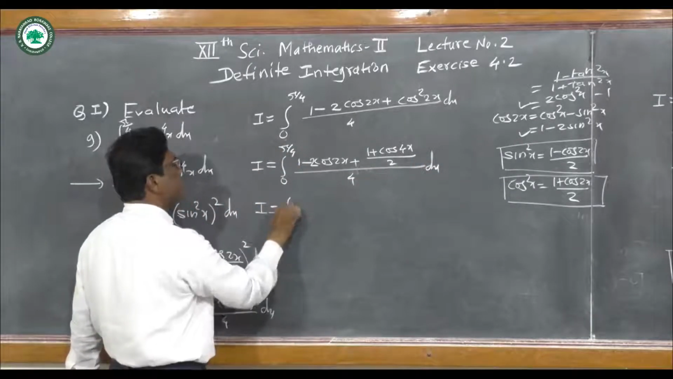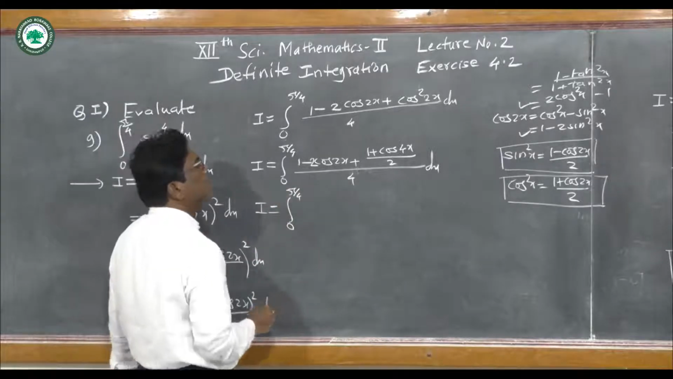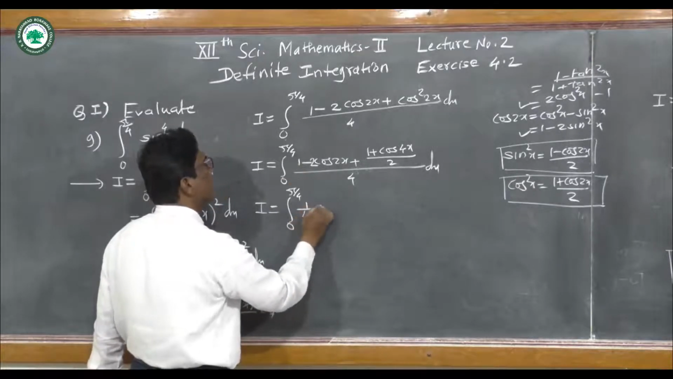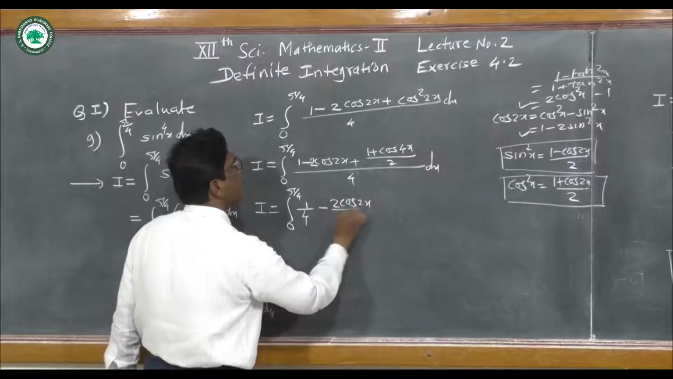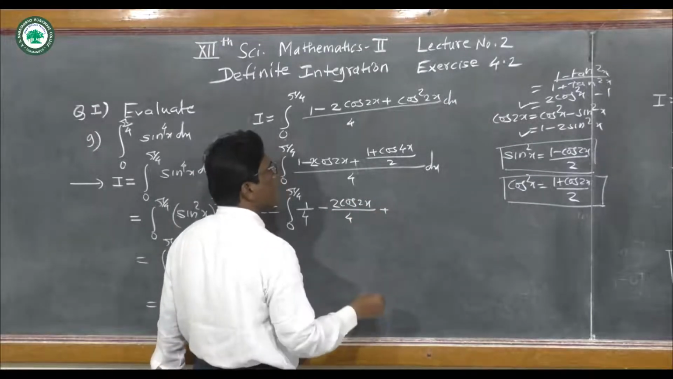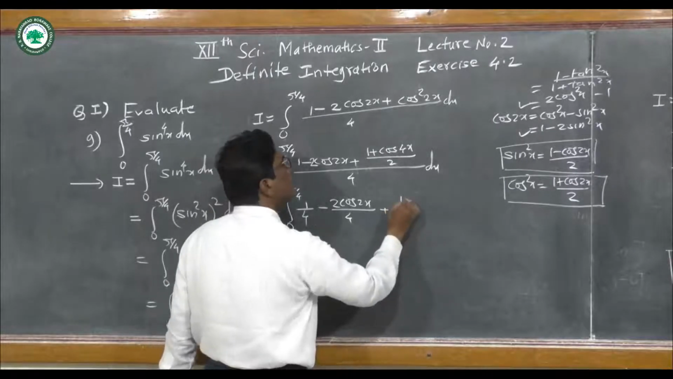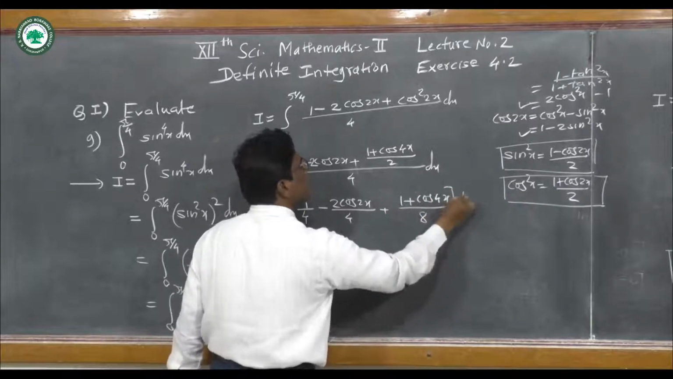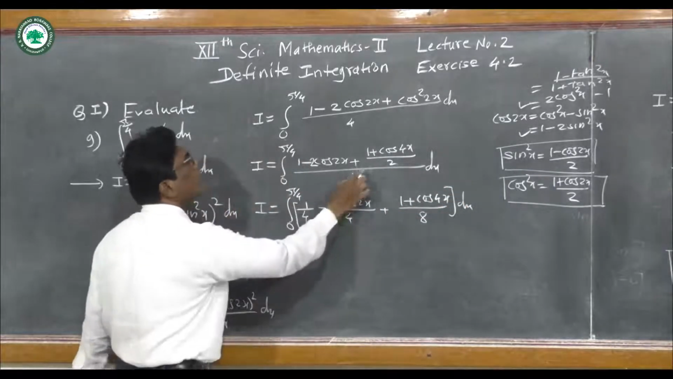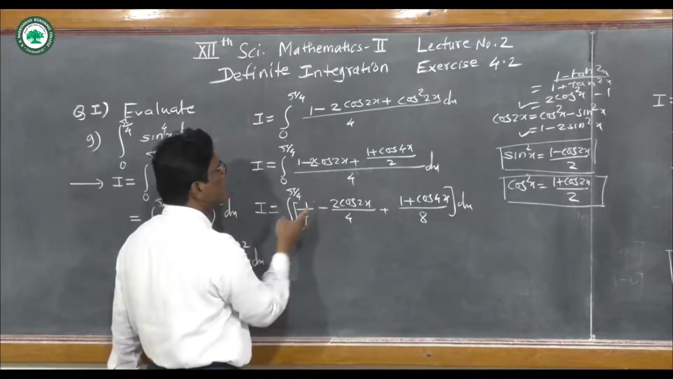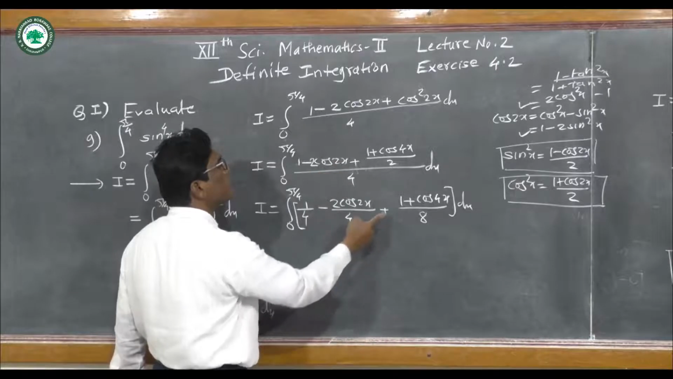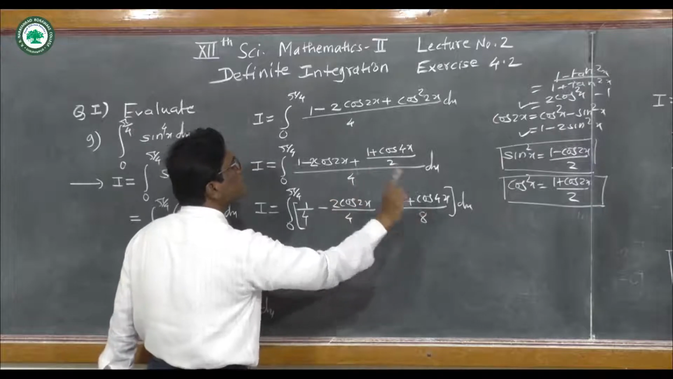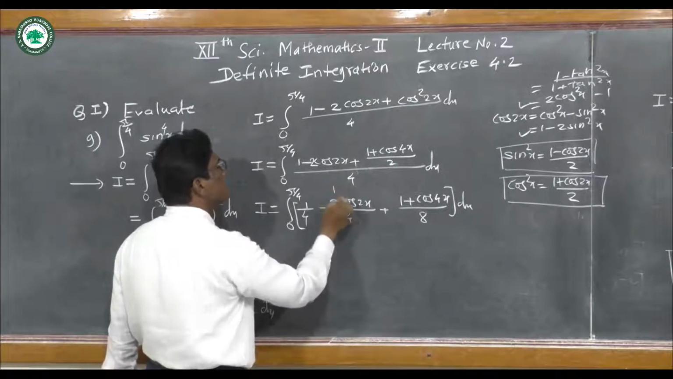So I is equal to integration from 0 to pi by 4. Now we divide by 4 separately to the numerator. So it is 1 upon 4 minus 2 times cos of 2x upon 4 and plus 1 plus cos of 4x upon 4 into 2, that is 8, dx. Here 1 upon 4 minus 2 cos of 2x upon 4 plus 1 plus cos of 4x upon this denominator into this denominator, that is 4 twos are 8. And now here 2 ones are 2, 2 twos are 4.